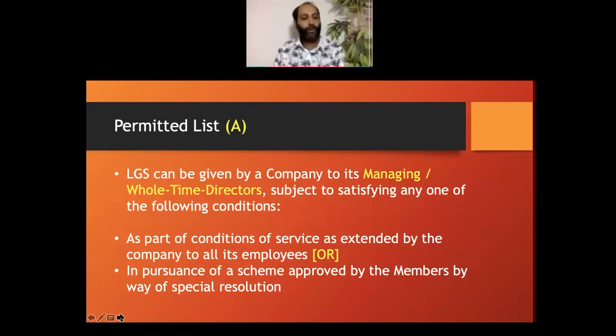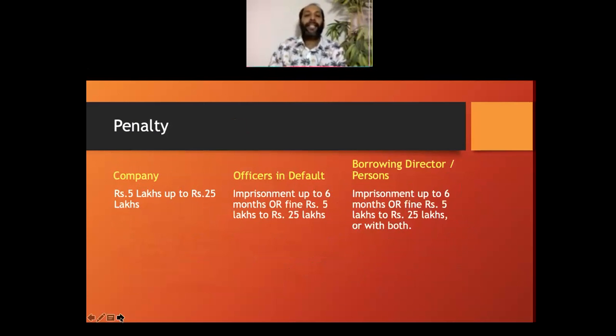Now we'll move to the penalty. Penalty is a very important area, because usually students or the professional circle do not look into the penalty area of section 185, which is very interesting and very important. The penalty for violating section 185 is divided into three categories: one for the company, second for the officers in default, and third for the borrowing director or person. The third category is very interesting.